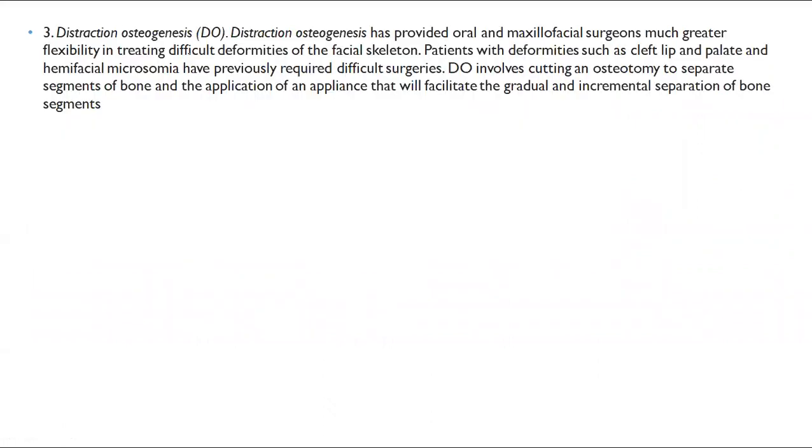Now, distraction osteogenesis has provided oral and maxillofacial surgeons much greater flexibility in treating difficult deformities of the facial skeleton. Patients with deformities such as cleft lip and palate and hemifacial microsomia have previously required difficult surgeries. Distraction osteogenesis involves cutting an osteotomy to separate the segments of the bone.